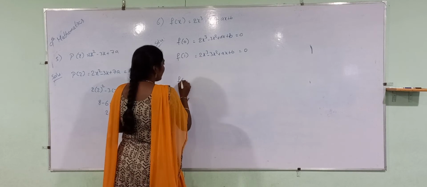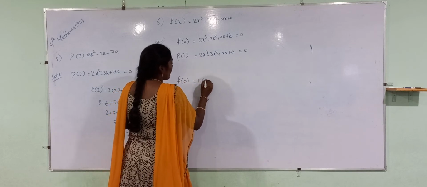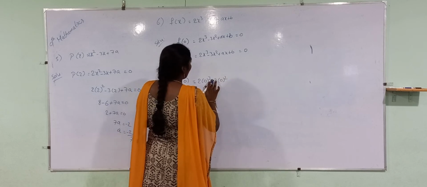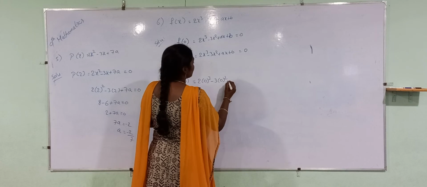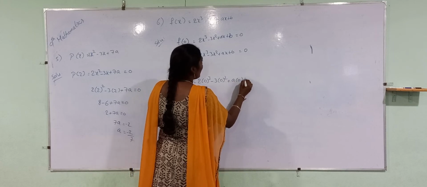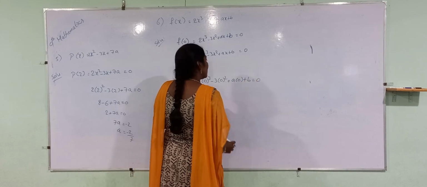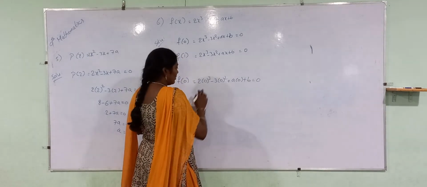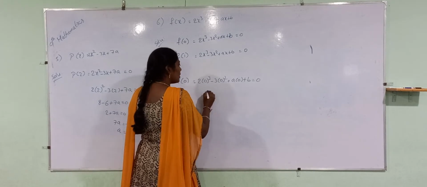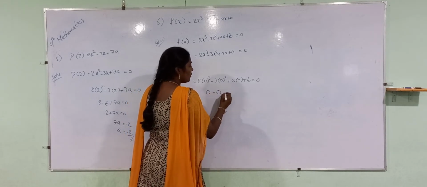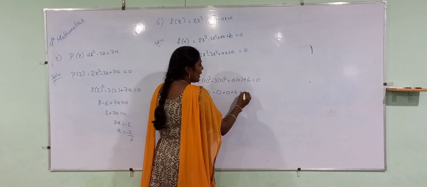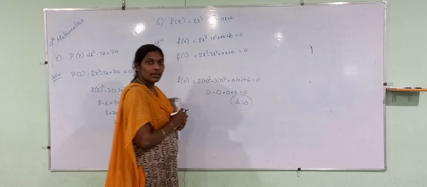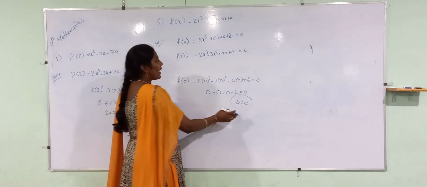First, let us substitute 0. 2 into 0 cube minus 3 into 0 square plus a into 0 plus b is equal to 0. Now 0 cube means 0. 0 into 0, 0 minus 0. 0 into a, 0. What remains? b. So you got the value of b, right? We got the value of b.